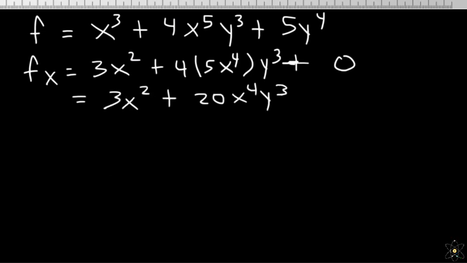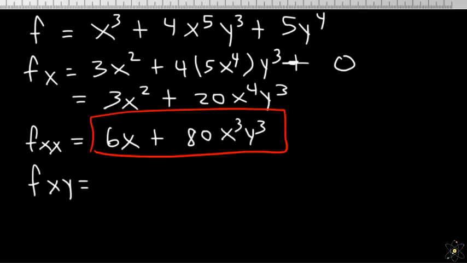So now let's find f double x. So 3x squared will become 6x, and x to the fourth is 4x cubed, and 20 times 4 is 80, so we can write it as 80x cubed y cubed. So that's our first answer. Now let's find fxy. So let's differentiate this function with respect to y.